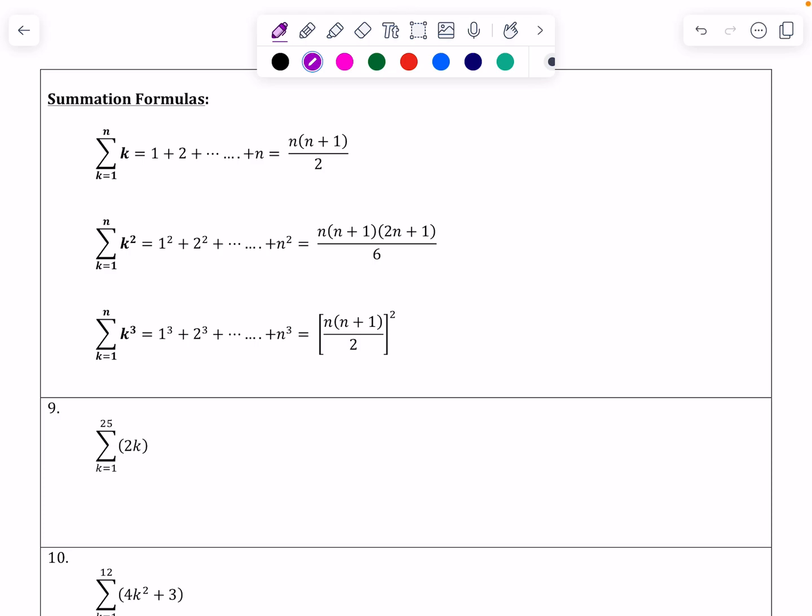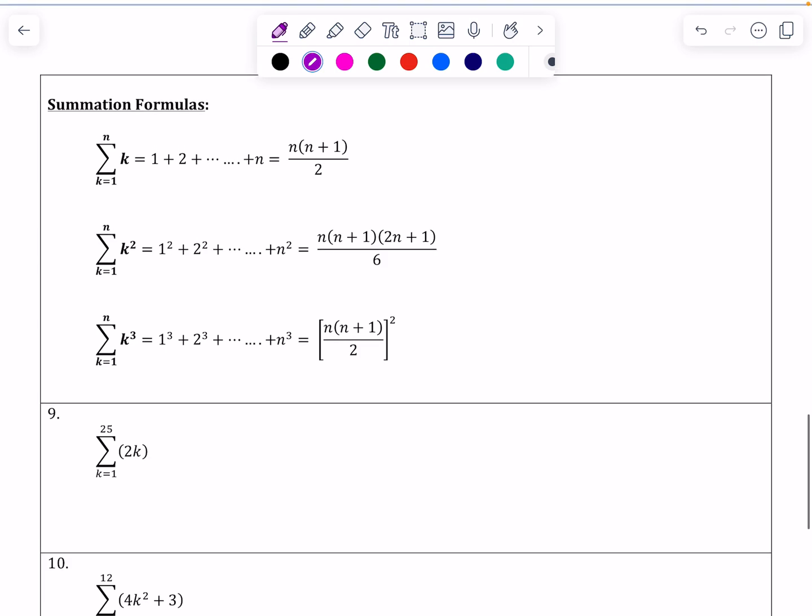Okay, so what do we do if we have gigantic numbers in our index of summation? For example, this problem goes all the way up to 25. I don't want to have to do this 25 different times. So we have these formulas that somebody a long time ago figured out the pattern to.